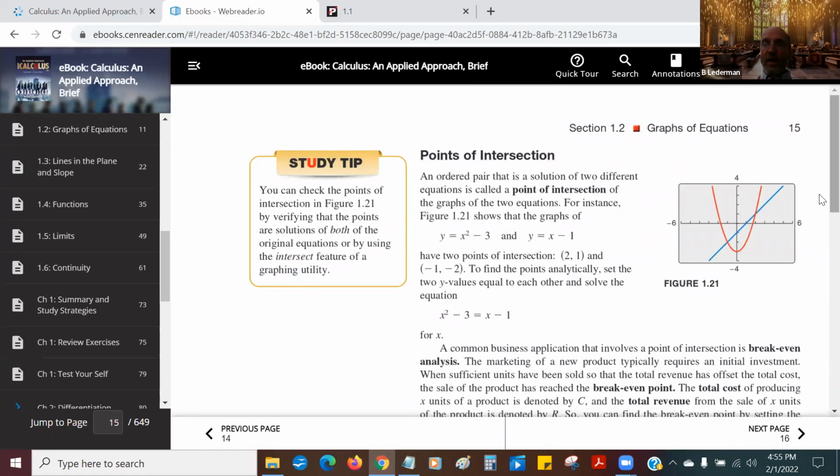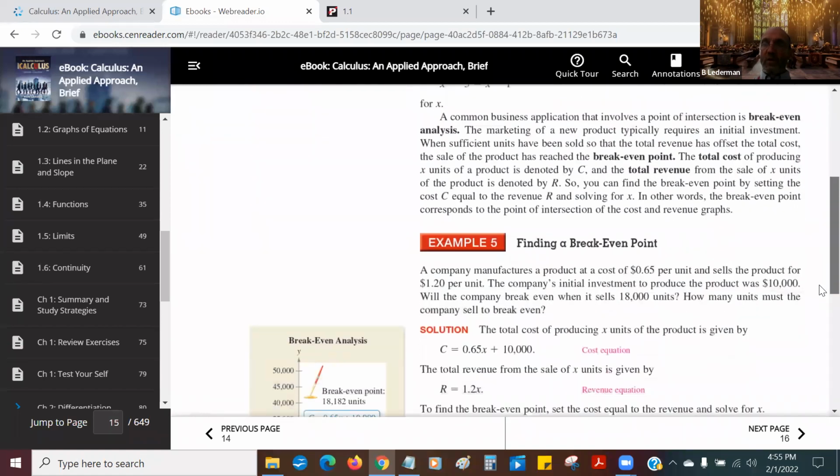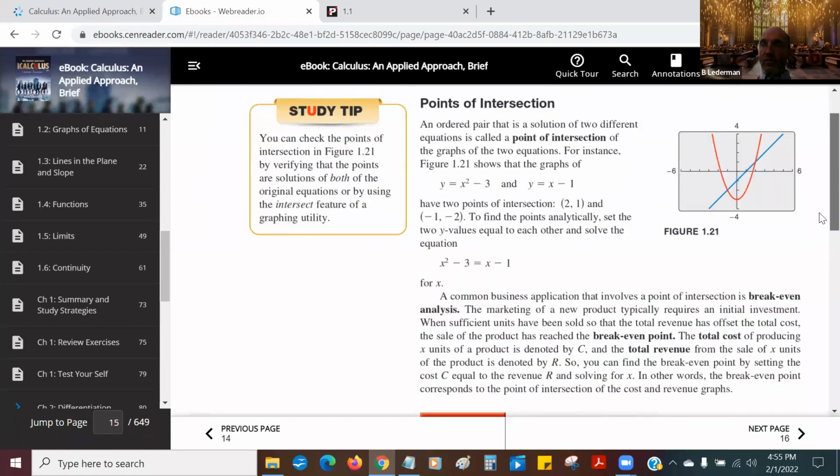And here we have, if they have an ordered pair which is a solution of two different equations, then they call it a point of intersection. For example, the parabola here is y equals x squared minus 3, and the line is y equals x minus 1. These two points, where the red parabola and the blue line intersect, are the points of intersection.